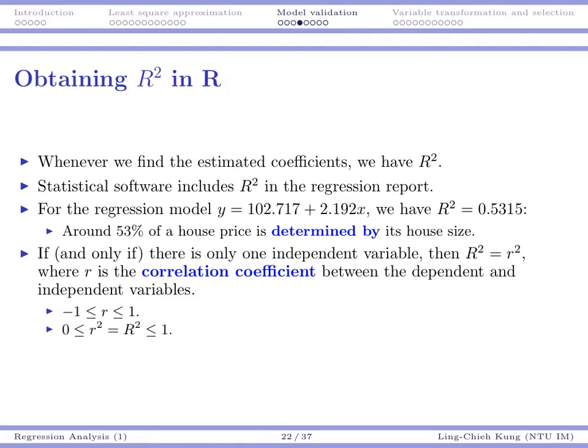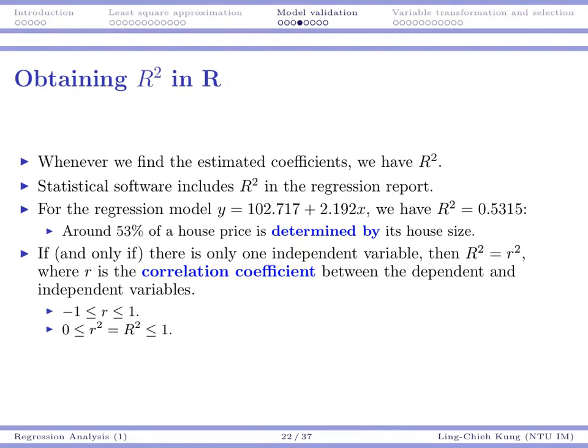One may be wondering what's the difference or what's the relationship between R-square and R, the correlation coefficient. Indeed, R-square is the square of the correlation coefficient if we only have one independent variable. When we have one independent variable, we can calculate the correlation coefficient between the dependent and independent variables, and we know that it's some number between -1 and 1.